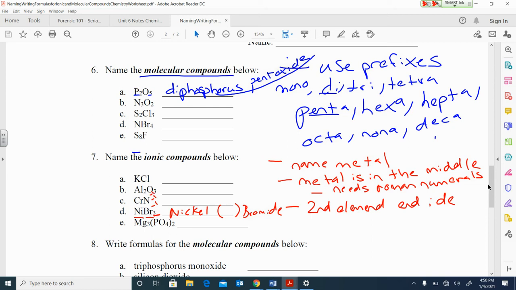What's a total of a -3 charge? So nickel, there's only one of. One nickel charge has to balance out a -3. So that nickel has to be a +3. It has to be a +3 charge. Okay, that's how we figure out the charge.